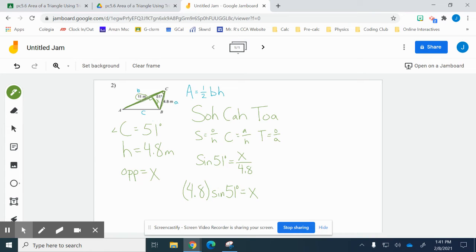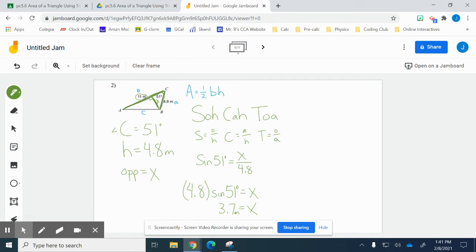And this says that x is 3.7. 3.7 equals x. 3.7 meters, right? Is that reasonable? Yes, if we just look at the triangle and we see the hypotenuse is 4.8, it's very reasonable that the x where I've drawn it, that perpendicular thing that I drew, is 3.7. So that passes the reasonability test too.